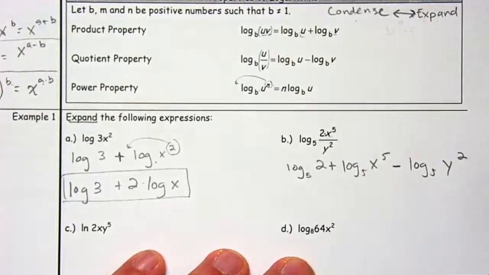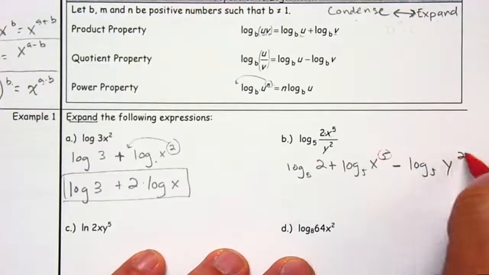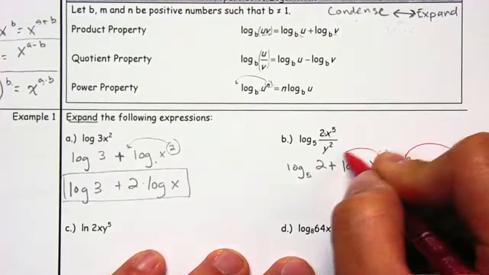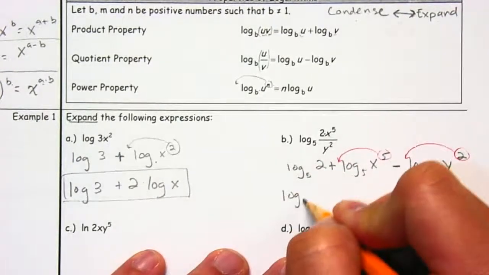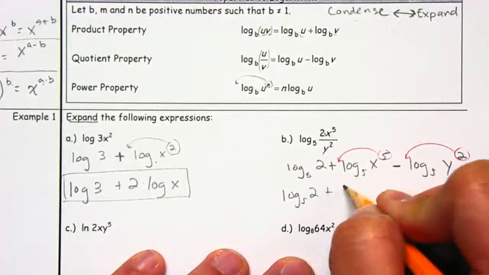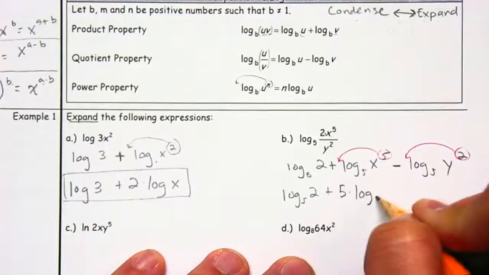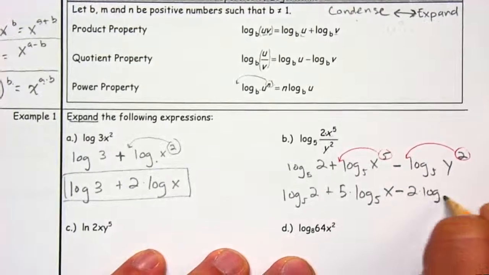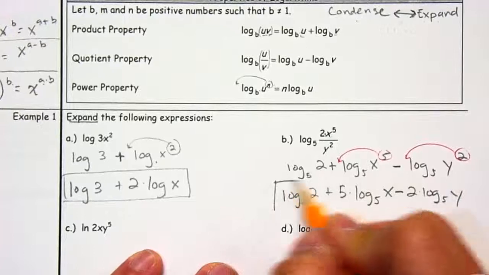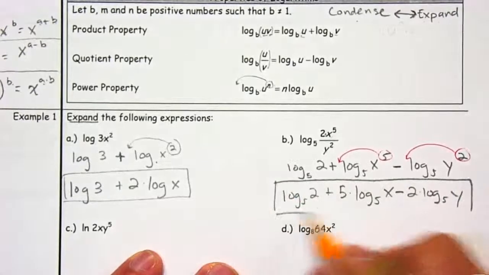Then the other thing we need to do is take care of any exponents and just drop them down to the front. Turn it into multiplication. So our final answer is log base 5 of 2 plus 5 times log base 5 of x minus 2 times log base 5 of y. And there's our expanded answer.